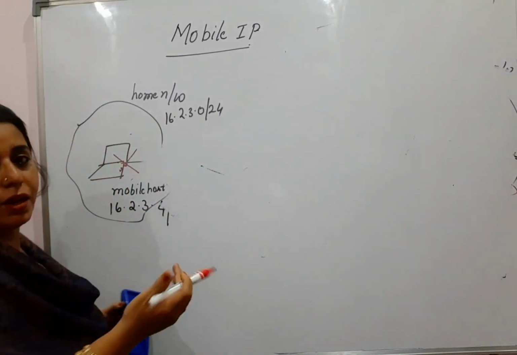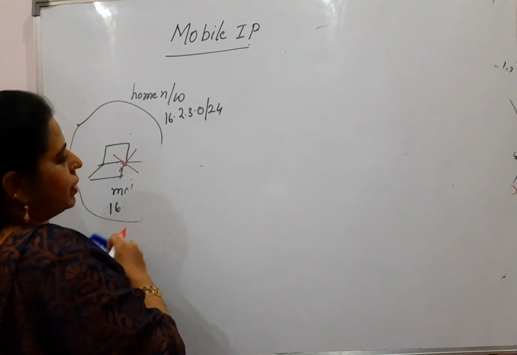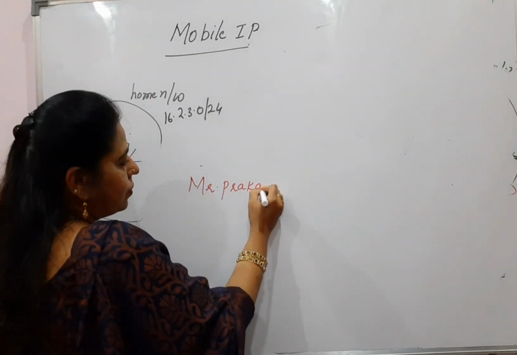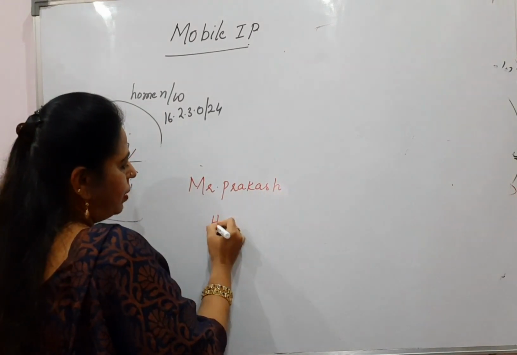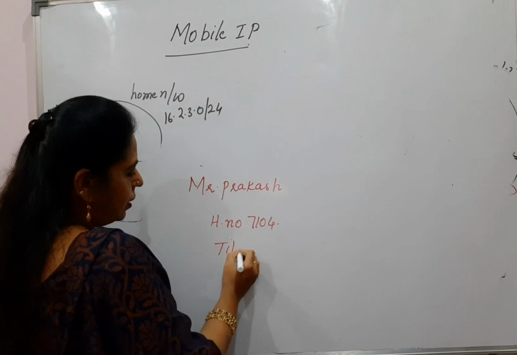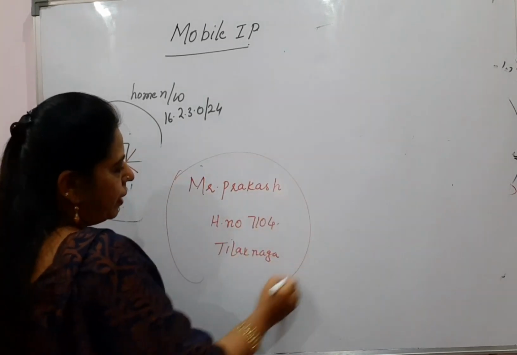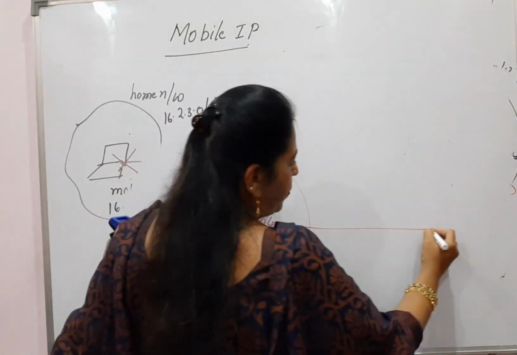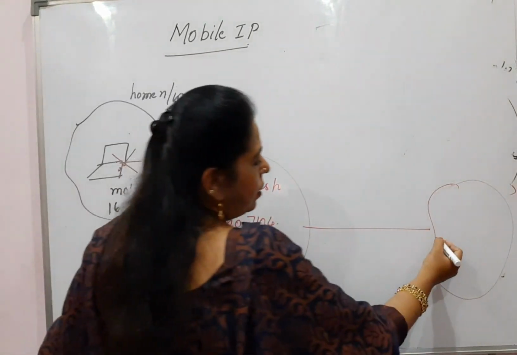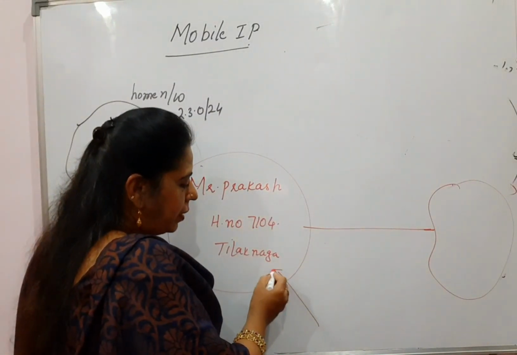If I have to give an analogy, I can tell you one simple one. Suppose there is a person, Mr. Prakash, staying at some address, house number 704, Tilak Nagar. This is his permanent address. He has moved temporarily to some other address, a new address. Now whatever correspondence he was getting earlier was directed to this address only.